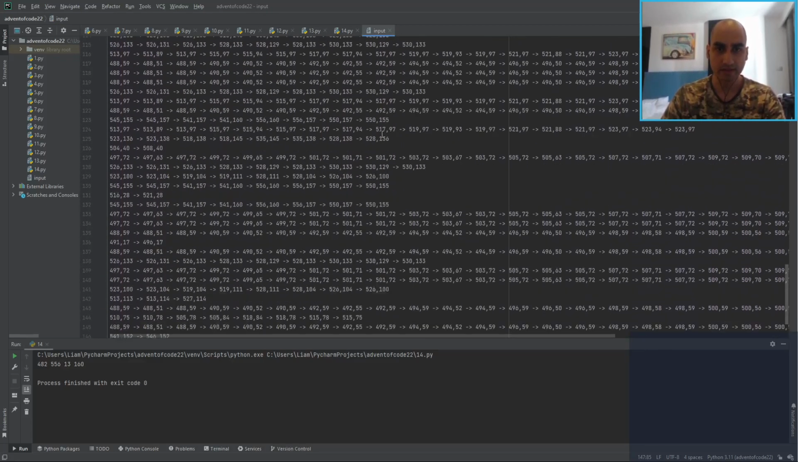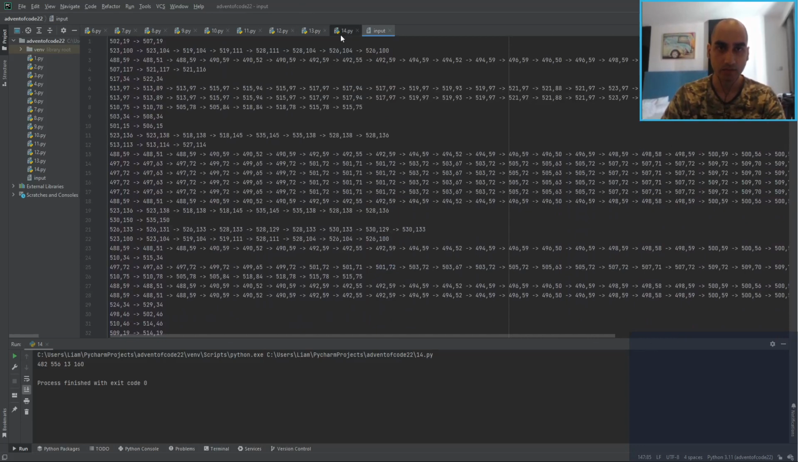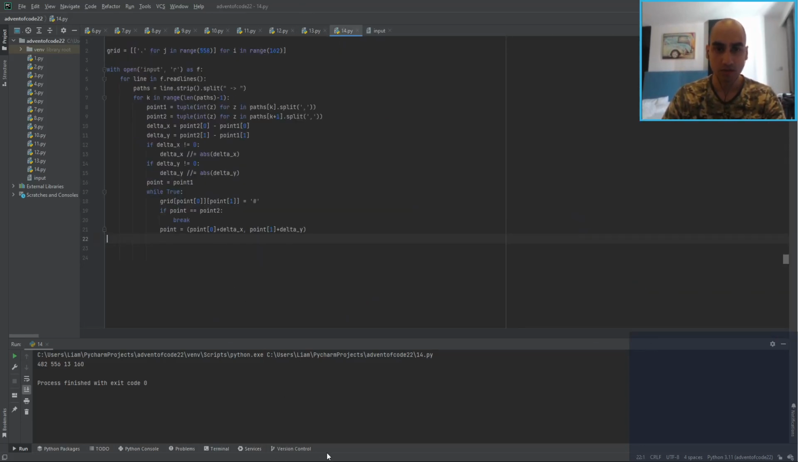The only other thing is sand location. But we don't need to put that on the grid. We can just say sand equals, they told us it's 500, 0. Ah, so the Y does drop as low as 0. Yeah, it does. Okay.